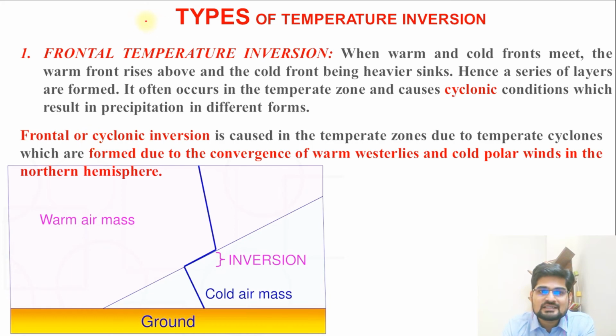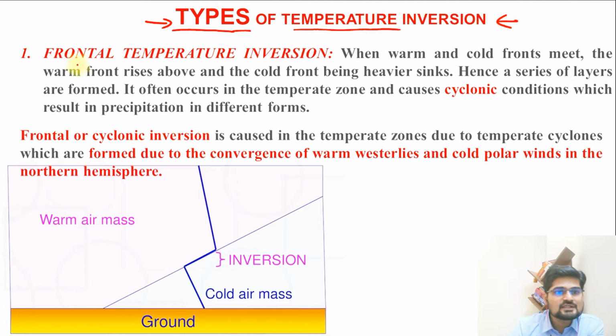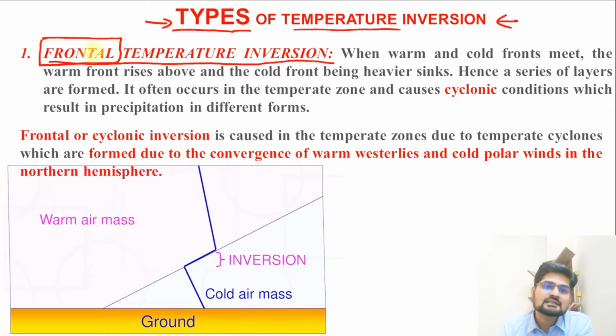Now the next part of this session is the types. It has various types, and let's understand one by one what the various types of this inversion of temperature are. The first one is called frontal temperature inversion. The word itself here is frontal. In detail, when we study air fronts, we discuss various kinds of fronts, but for this consideration in terms of temperature inversion, just remember this particular front.